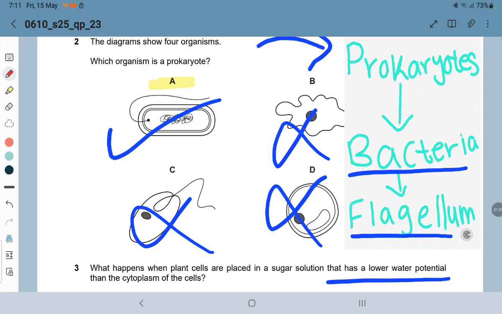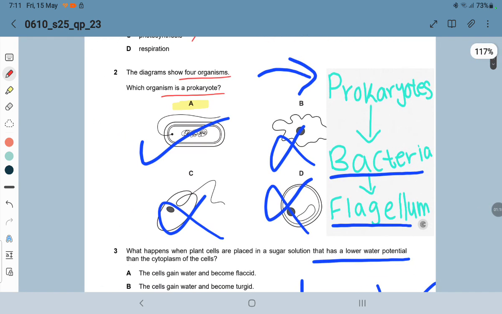Now question 2, the diagram shows 4 organisms. What is a prokaryote? As you can see here, I had illustrated for you a diagram. Prokaryotes are bacteria, and bacteria have a flagellum, and remember that the flagellum that the bacteria have is also in other organisms, like that organism in letter C.